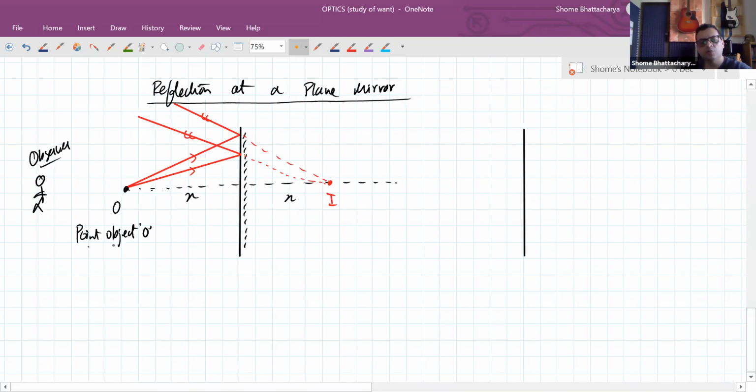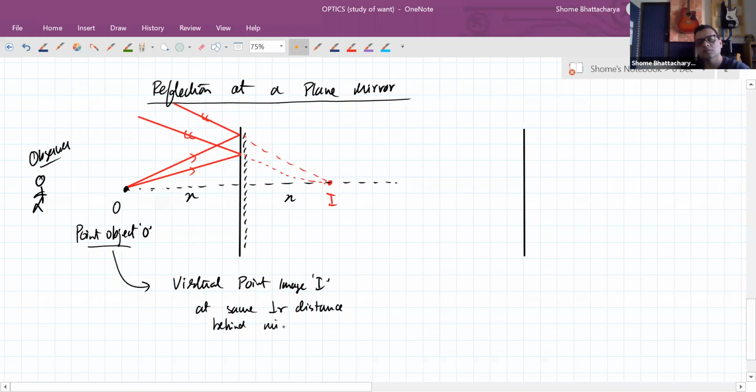So what we see is that the point object produces a virtual point image I, at the same perpendicular distance behind the mirror. And it doesn't matter whether our observer is here or here or here, they will all see the same virtual point image, because all the reflected rays, when you produce them back, appear to be coming from the same virtual point.